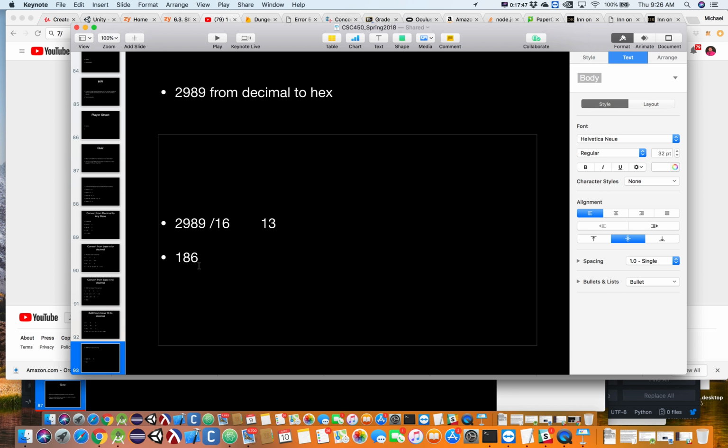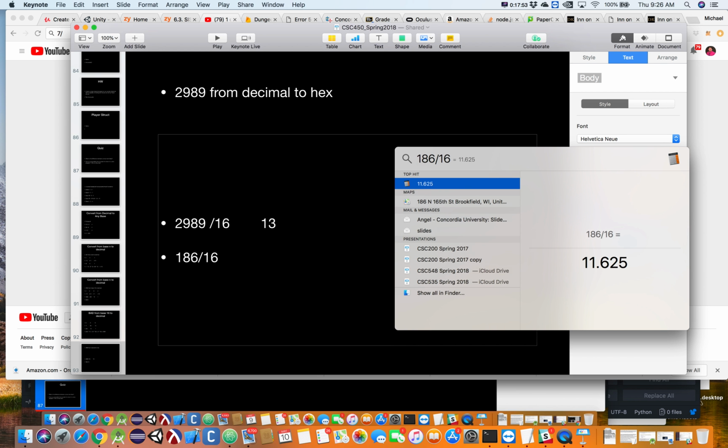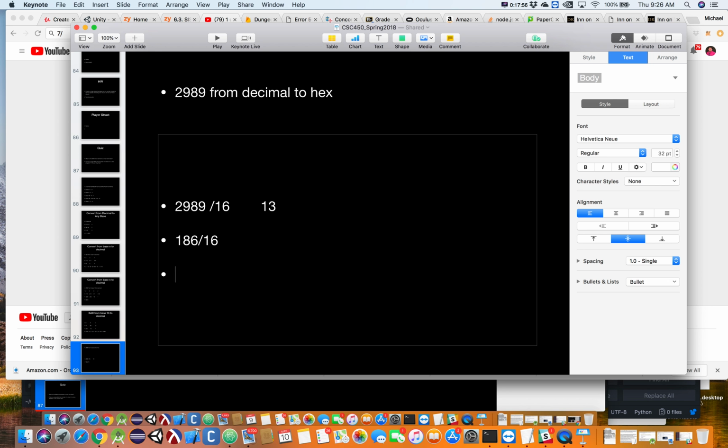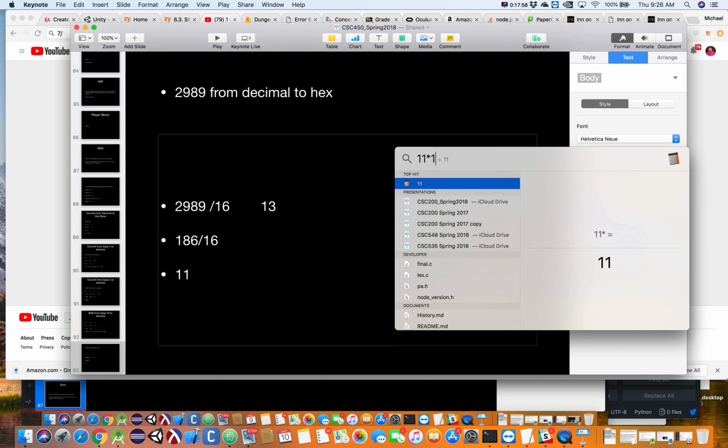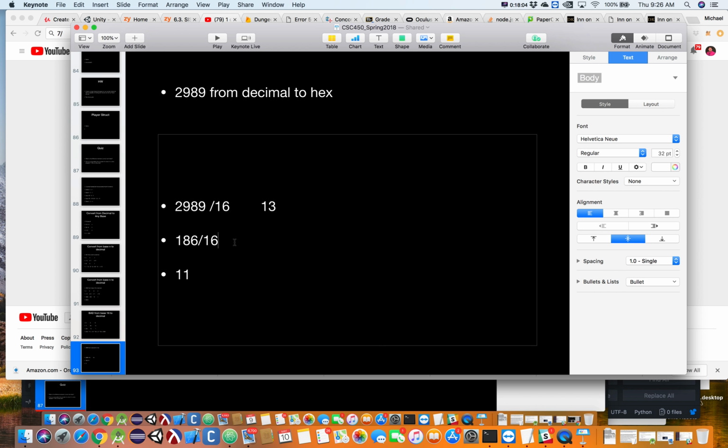13. 13, yep. So 186 divided by 16 is 11.6, so that's 11. 11 times 16 gives me 176. So 176 to 186 is a remainder of 10. Then 11 divided by 16: how many times does 16 go into 11? None. 0 times 16, remainder 11. 11 is B, 10 is A, 13 is D. Yep, so B, A, D. Make sense?